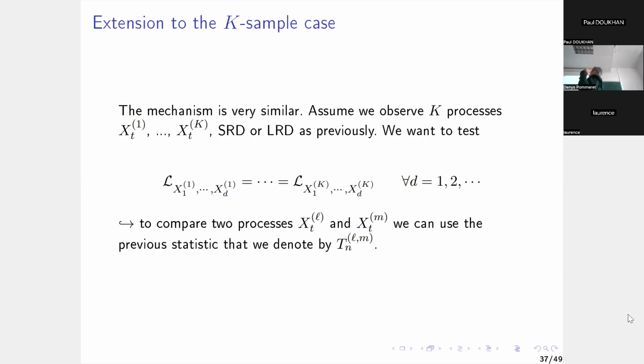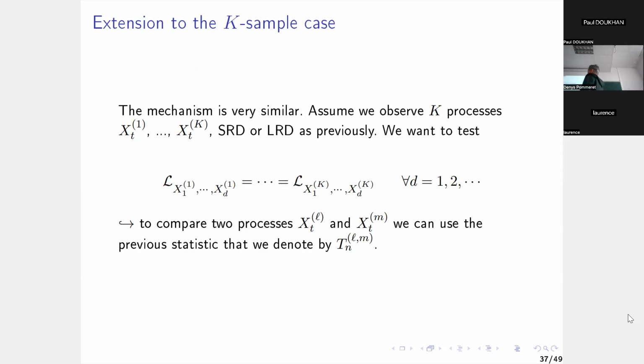So what is the extension to the K sample case? For the moment, I just showed you 2 processes, and I compare 2 processes. I want now to compare K processes. K means that this is the first process, this is the K-th process. And this is a joint distribution. I want to know if they have the same structure, so if it's the same joint distribution. I want to construct a clustering method to regroup the same processes.